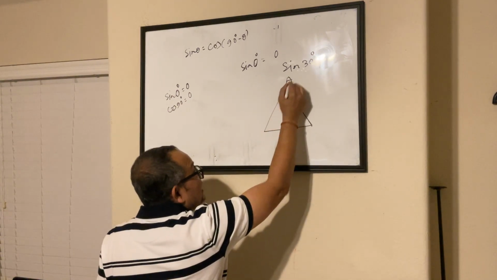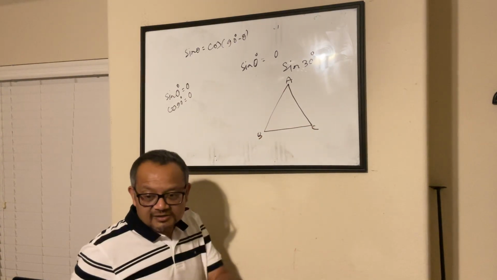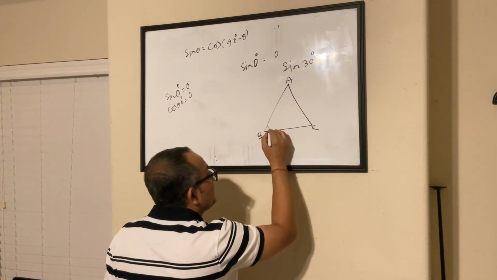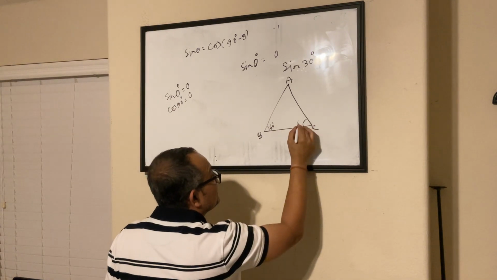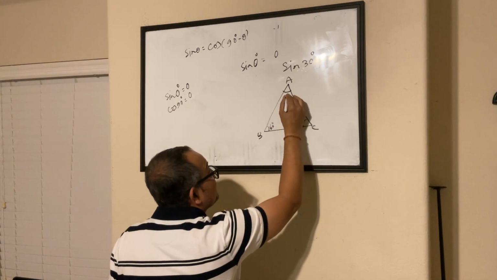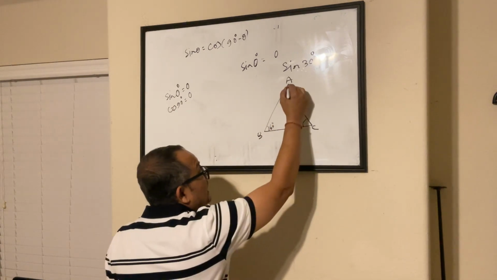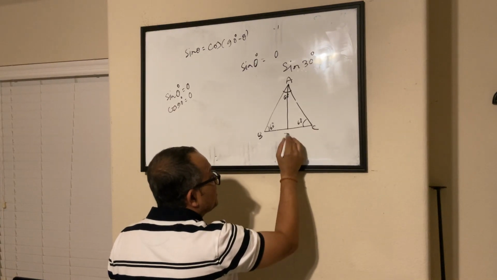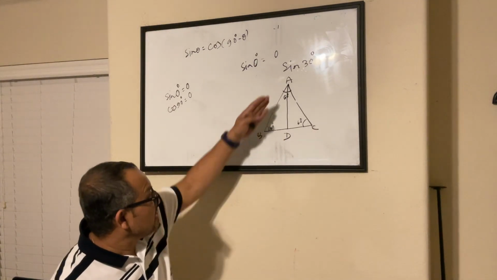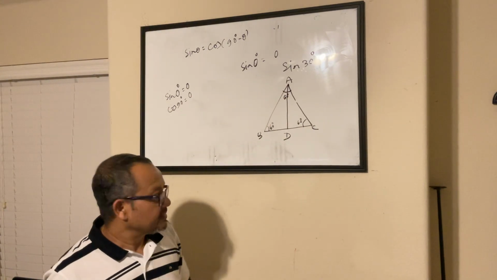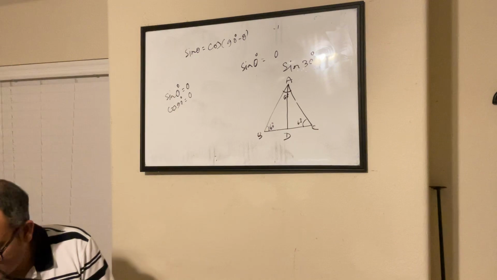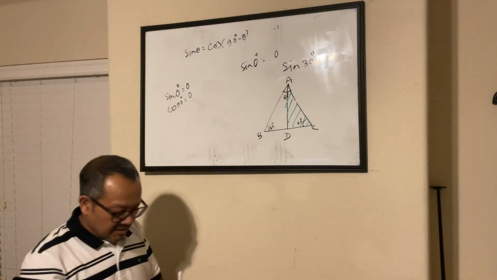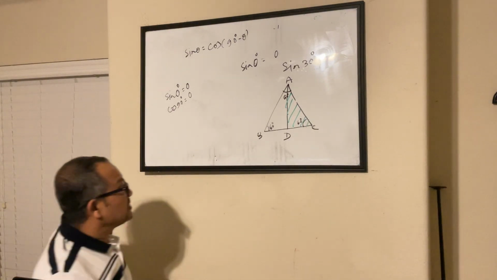Now let's look at it. This is my equilateral triangle. When I say equilateral triangle, I'm saying all the three sides are the same and all the angles are 60 degree, correct? Now from here I'll drop a perpendicular. So ABC got split into two triangles, ABD and ACD, one triangle which is green and another which is blue.